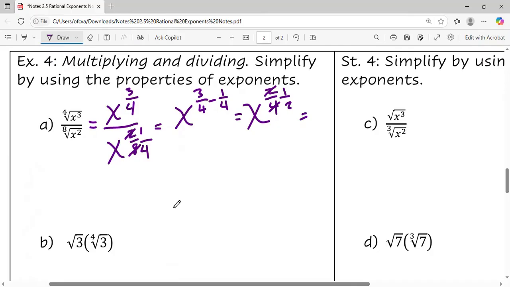And the last thing is, since this doesn't really tell you in what format to express your final answer, go back and take a look at the original. If the original was given to you in radical form, change it back to radical form. If it was given to you in exponential, change it to exponential. So this right here, x to the 1/2, remember any base to the 1/2 is a square root. So that's basically square root of x. And that's your final answer for that one.